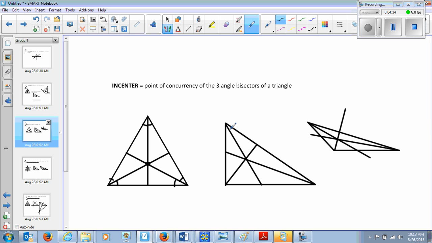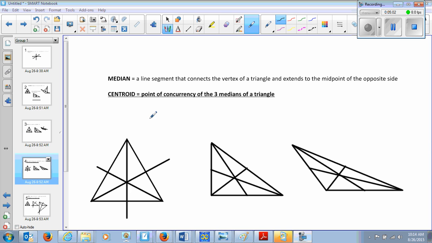Here's another one. Here I bisected this angle. This is just a right triangle. Notice how, again, when I draw those angle bisectors, the point of concurrency is right here. It is, again, inside the triangle. And even on an obtuse triangle, when I draw in those angle bisectors, the point of concurrency, or the incenter, is going to be inside. So it's one that is always inside of the triangles.